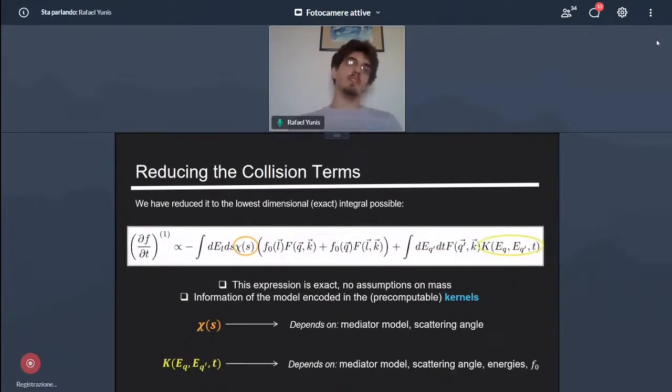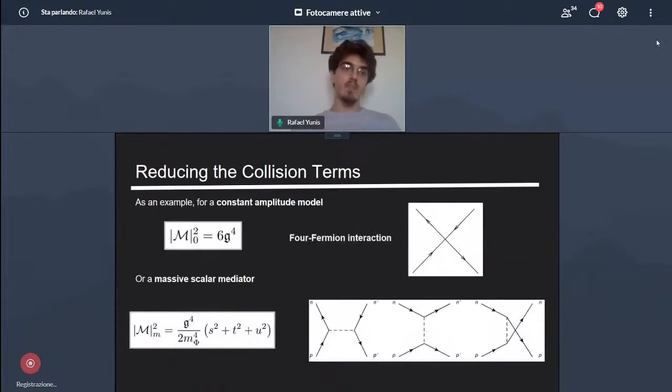Now, we have reduced this integral to the lowest exact dimensional integral possible under these assumptions, in terms of two kernels, G and K. All the information about the model is encoded in these kernels. For example, the kernel G only depends on the model itself and the scattering angle, and the kernel K also depends on the energies and the background distribution. A few examples for which this ansatz is exact at tree level are constant amplitude and four-Fermi interactions, and also massive scalar mediators, in this case shown for Majorana fermions.